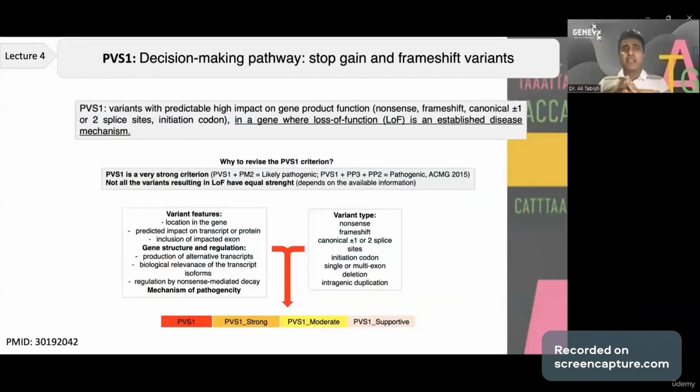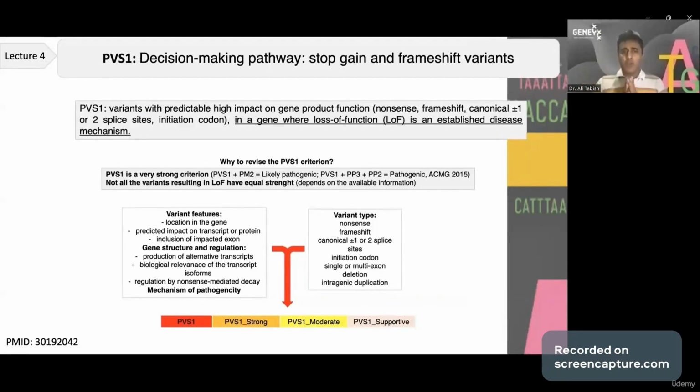So the PVS1, the variants with predictable high impact on a gene product function. So these are the nonsense, frame shift, canonical +1, +2 splice sites, and the initiation codon variants in a gene where loss of function is an established disease mechanism. So that is highlighted.